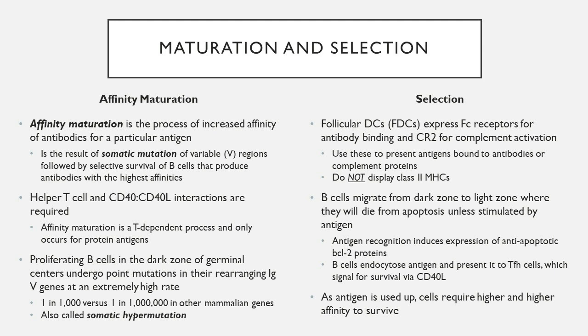And each time, more and more of the antigen is used up, it becomes harder to get, and only those B cells with the higher affinities end up surviving. So this is really just a process of natural selection. And for this reason, B cells with lower affinity receptors never survive this process.